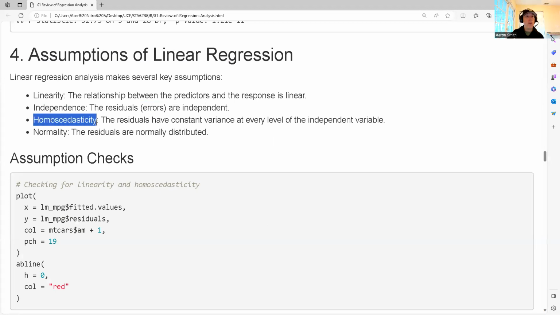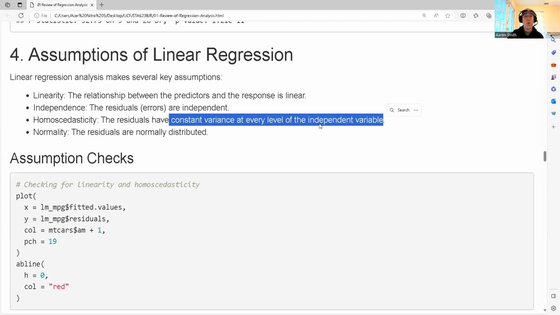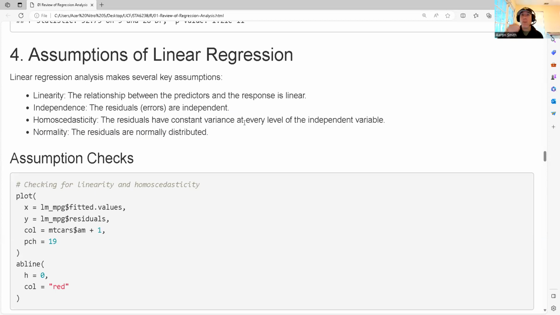We're going to assume homoscedasticity, that is, the residuals have constant variance at every level of the independent variable. So we have constant variance of residuals with respect to our predictor variables. And then we're going to make the assumption of normality. Here we're going to assume that the residuals are normally distributed with mean zero and constant variance with respect to x.